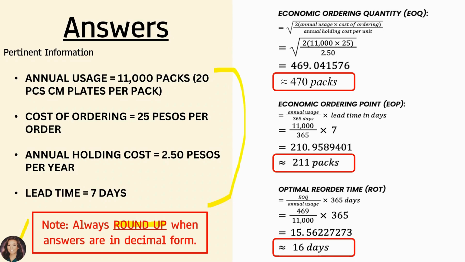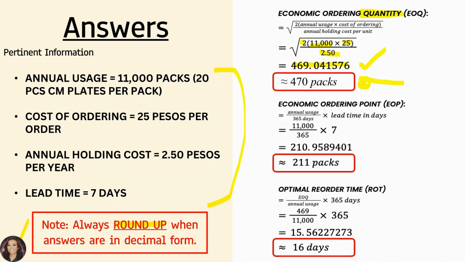Nag-substitution tayo here. The annual usage is 11,000, right? And then the cost of ordering is 25. So we multiply that, then times 2, and divide by our annual holding cost na 2.5. We get this initial answer, okay, that's initial. And then, of course, since it has a decimal, we have to approximate it to 470 packs. So this will be your final answer. Okay? 470 packs daw yung kailangan niyang orderin na quantity.